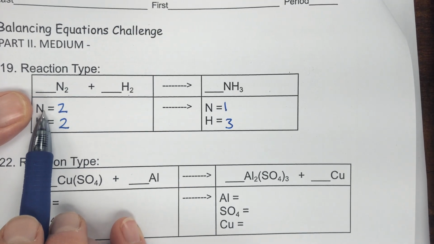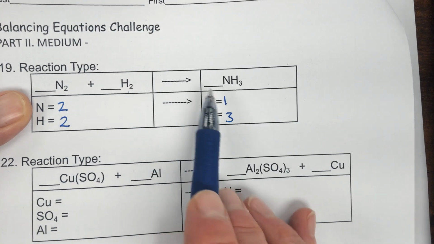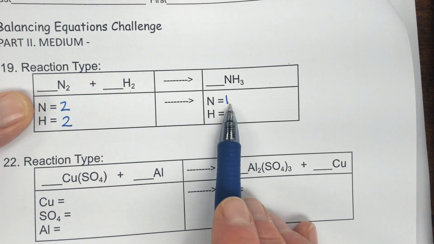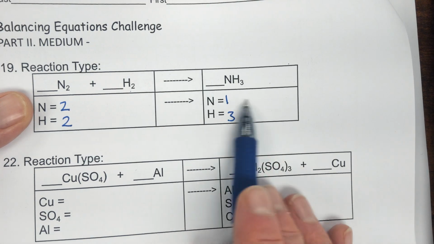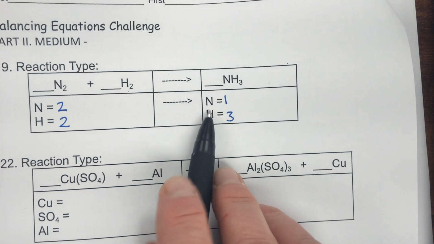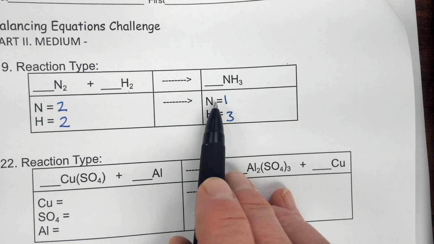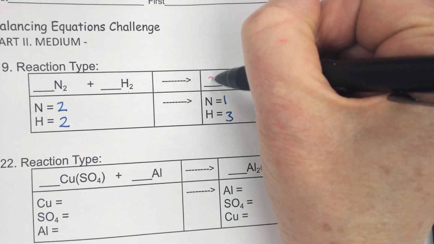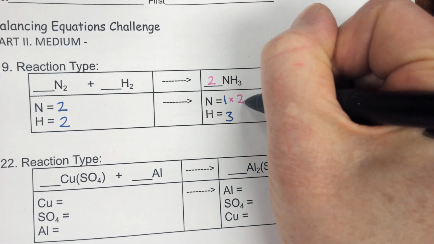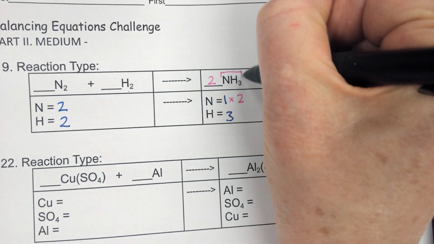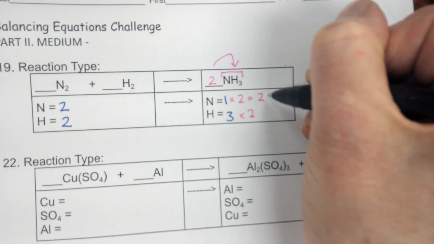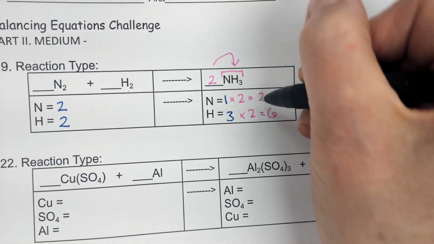I always start at the top of the list and compare how much I have. I have 2 N's on the reactant side, 1 on the product side, so I need to increase the amount that I have on the product side. I'm going to do that by putting a coefficient in front of the formula that has that atom in it. So I'm going to put a coefficient of 2 here. That is going to multiply this by 2, but it is also going to multiply the H by 2. So I'm going to end up with 2 and 6.